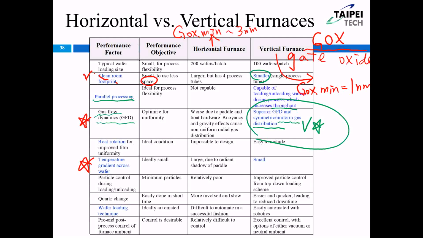NCTU Nano Facility. Today, if you want to grow the gate oxide, if you only use the horizontal furnace, the minimum thickness is 3 nanometers. Okay. However, it's still very thick oxide. So if I want to grow only 1 nanometer, you need to choose the right furnace, the vertical furnace. So in order to grow thinner gate oxide. Okay. So that's also the reason why the IC fab uses the vertical furnace.